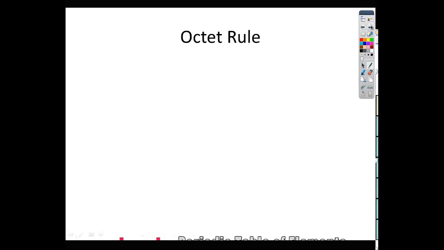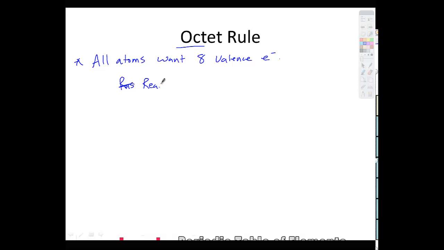The octet rule is something that is going to help us understand stability. When you hear the word oct, you should start thinking 8. So all atoms want 8 valence electrons. The reason why is to become stable. That's what makes them stable, is having 8 valence electrons.